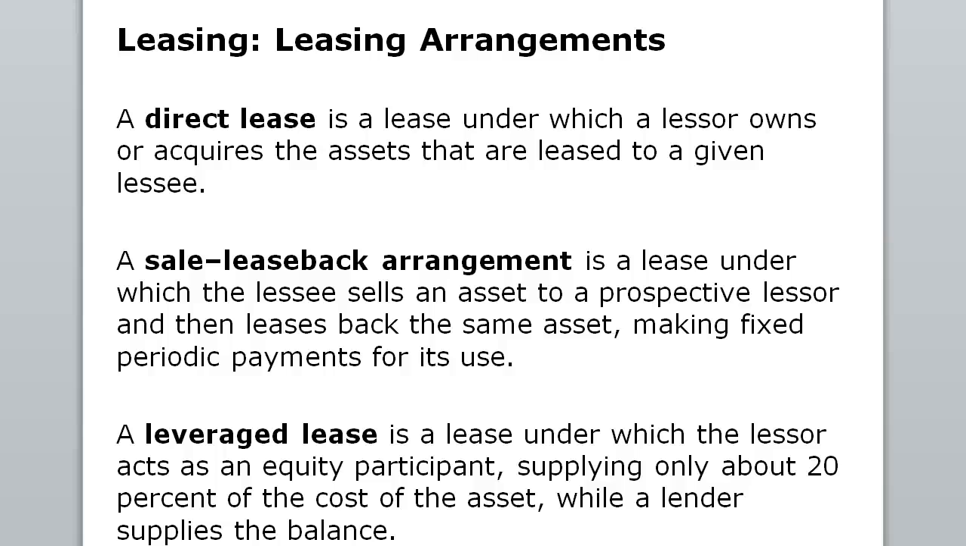Now let's talk about the lease arrangements. A direct lease is a lease under which the owner, the lessor, owns the asset that's going to be leased to the lessee. All right. A sale leaseback is an agreement under which the lessee sells the asset to the lessor, then the lessee leases that same asset, making fixed periodic payments for the use.